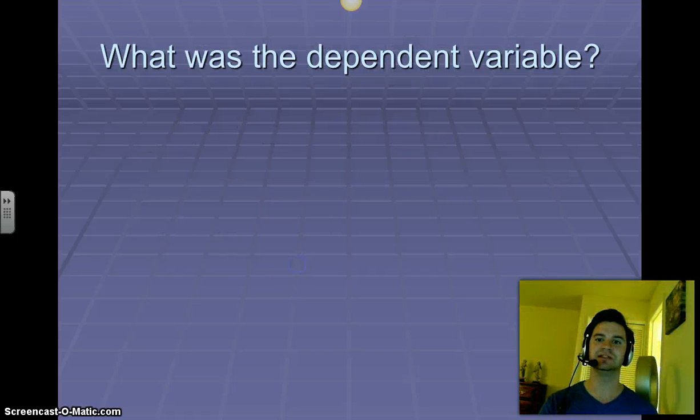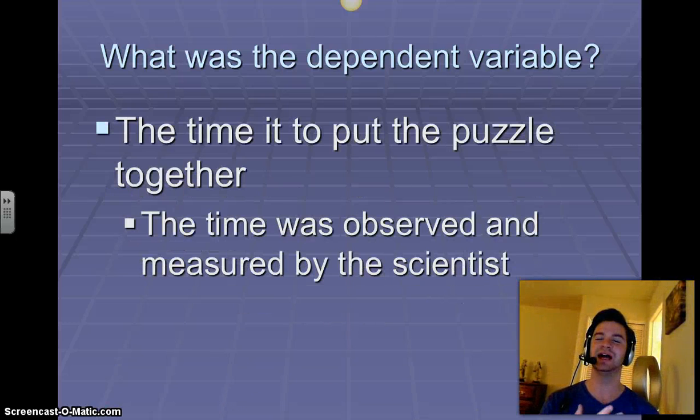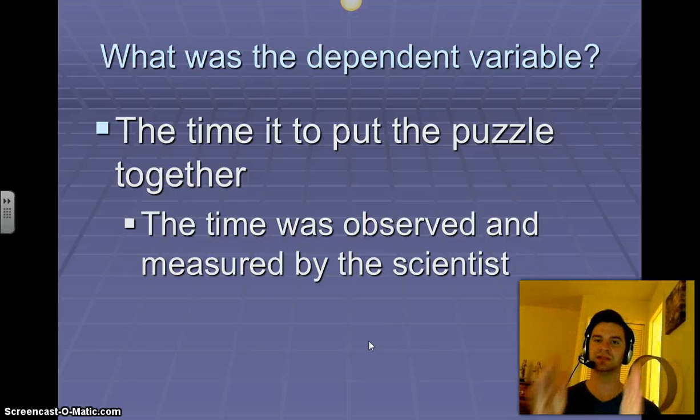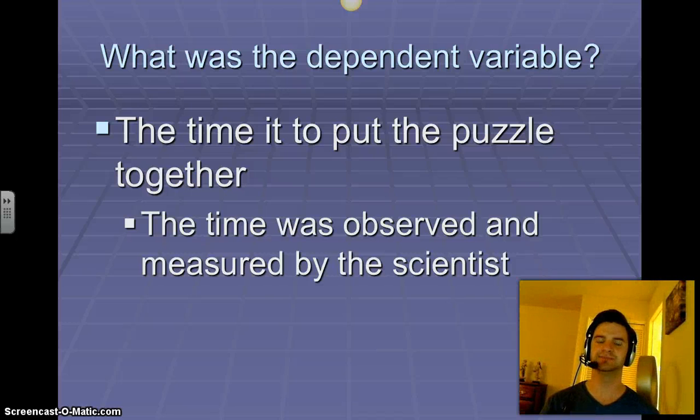What about the dependent variable? What are we measuring here? Kind of gave it away right there. Good. The time it took to put the puzzle together. That's what we were measuring. The time was observed and measured by the scientists. The time depended on what I did in the beginning. The dependent variable is what's measured or observed.